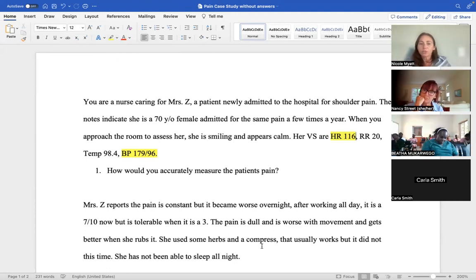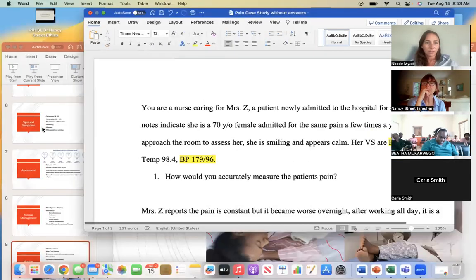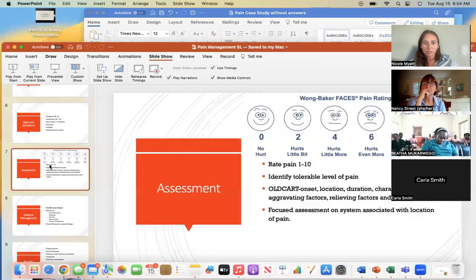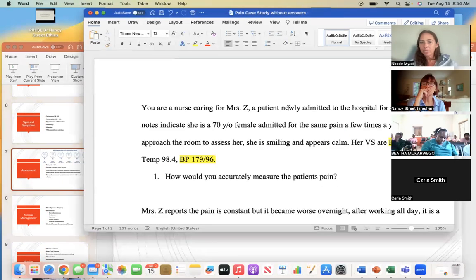So how would you accurately measure her pain? What are some of the questions you're going to ask her? Yeah, so remember OLD CART. First we want to get a rating of the pain, right? So do we want to ask her, what is your pain on a scale of 1 to 10?